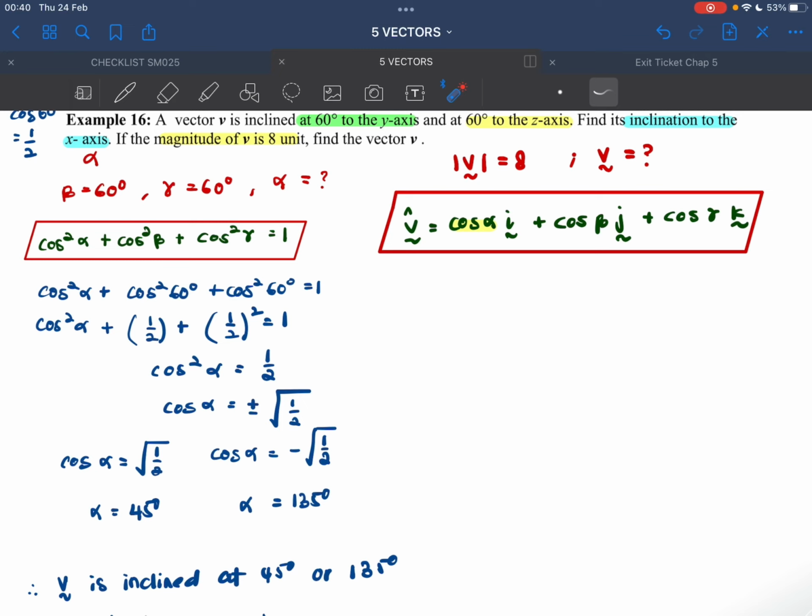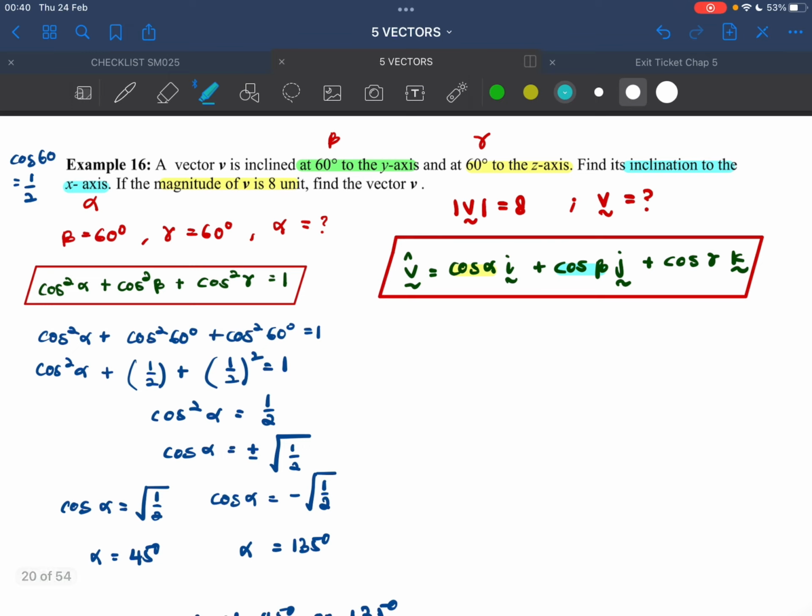We do have the value for cos beta, which is cos 60 degrees is 1 over 2, and we also have the value for cos gamma, which is also cos 60 degrees equals 1 over 2. So let's write that down. We have the unit vector, cos alpha is this one here, plus minus square root 1 over 2, or we can just write as 1 over square root 2, plus this one here is 1 over 2 from cos 60 degrees. Here is i, here is j, plus this one also 1 over 2 k.